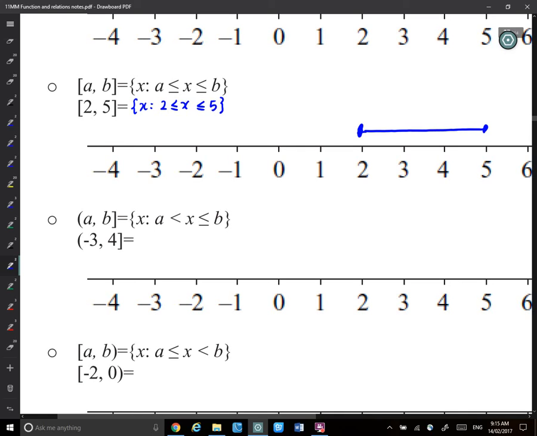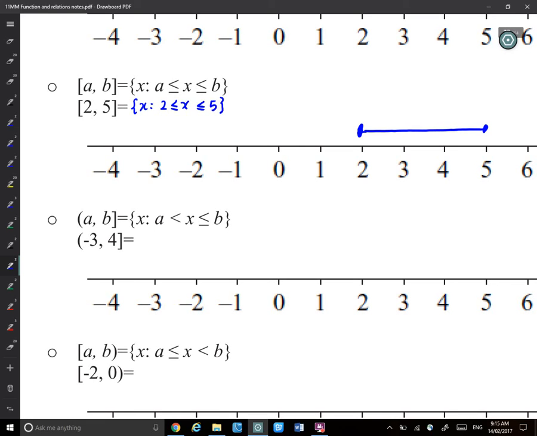Next one is a mix of brackets. Round bracket on the left, square bracket on the right. Remember, left-hand side always needs to be the smallest number. Right-hand side always needs to be the largest number. I cannot write 4, -3. That does not make sense, okay?